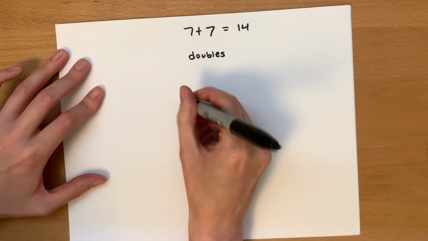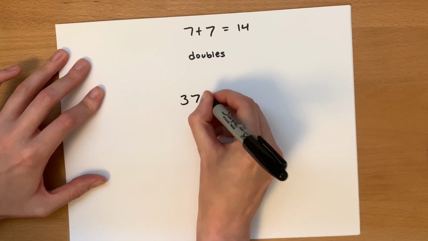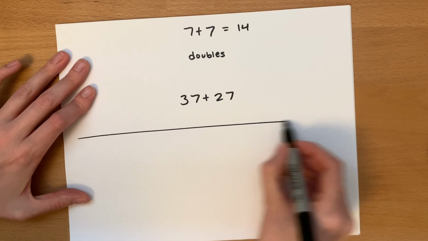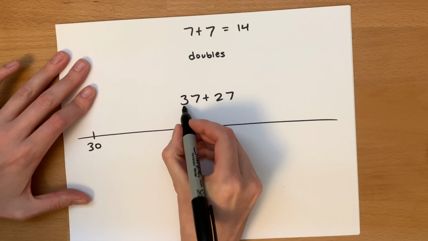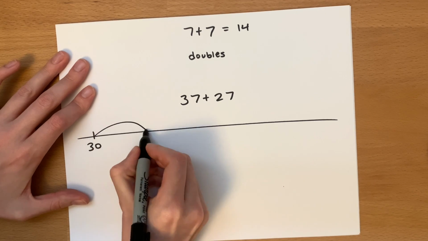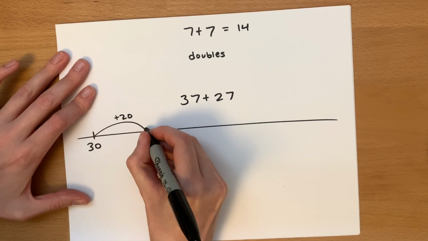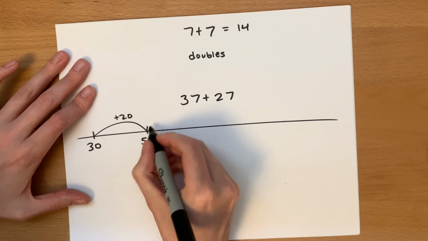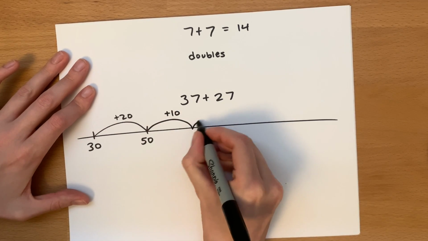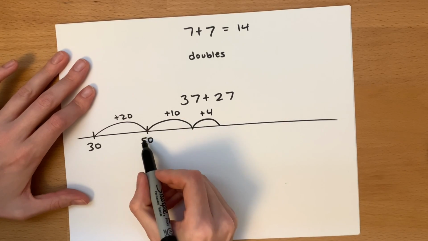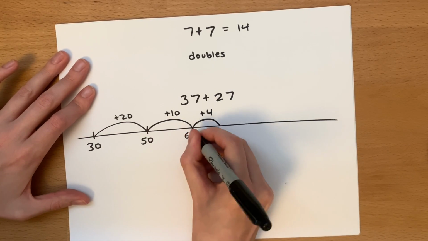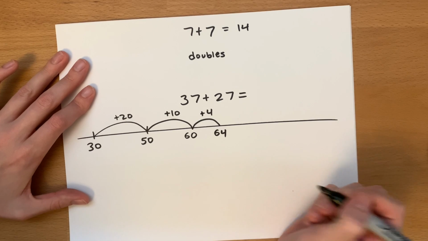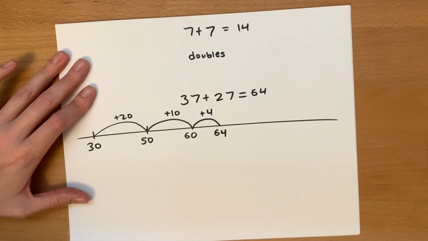And then next, I'd like you to solve the equation 37 plus 27. For this one, I'm going to start just with 30. I'm going to take the tens from 37, and I'll add the tens from 27, which gives me 50. And then I know 7 plus 7 equals 14. So I can add 10 and 4 more. So I've got 50 plus 10 is 60, and 60 plus 4 is 64. 37 plus 27 equals 64.